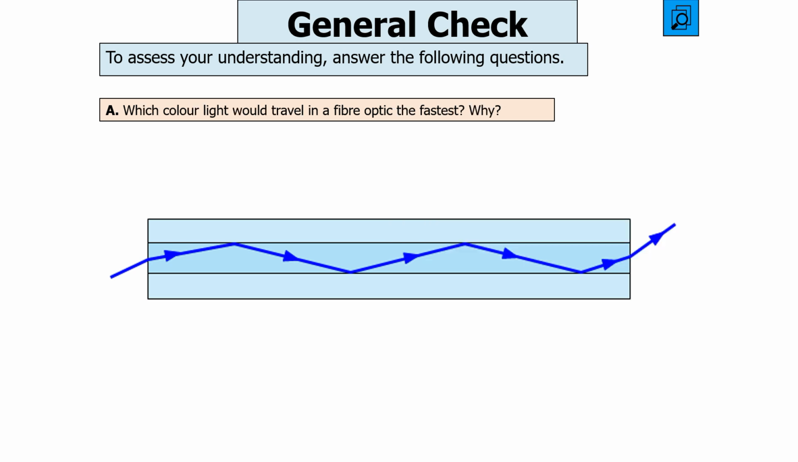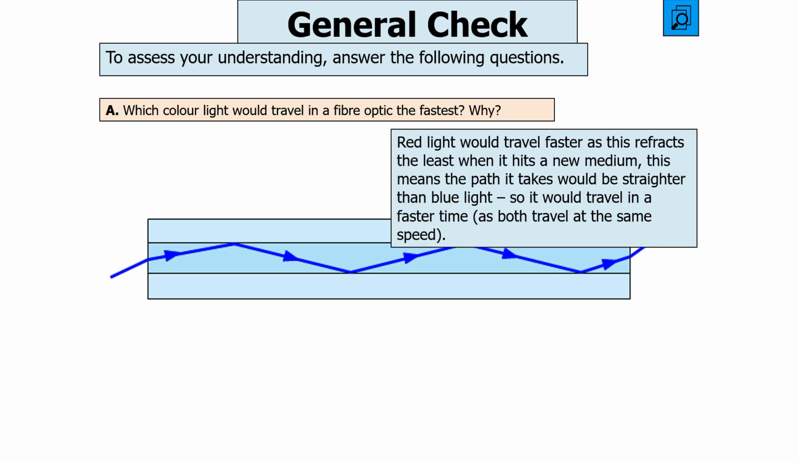What colour light would travel in a fibre optic the fastest and why? So pause the video now, then unpause the video when you want to go through your answer. Red light will travel faster as this refracts the least when it hits a new medium. This means the path it takes will be straighter than the blue light, so it will travel in a faster time as they're both travelling at the same speed.